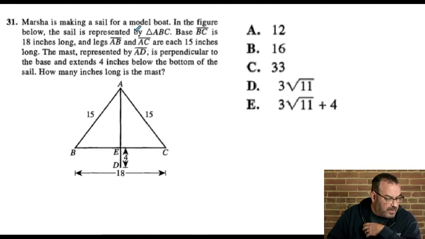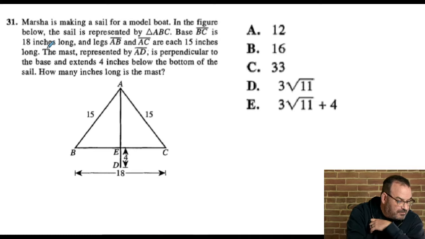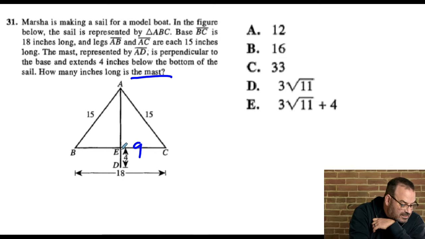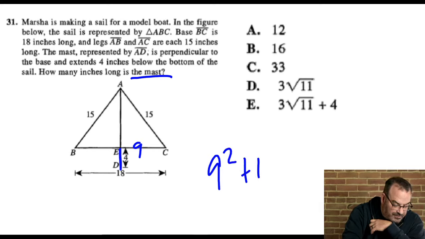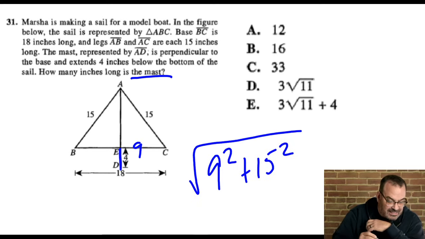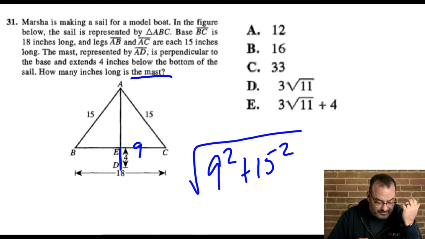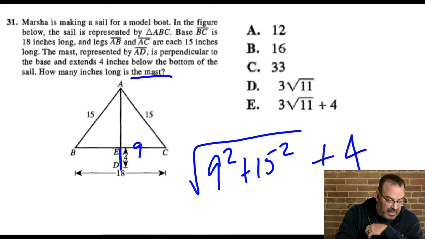Marcia is making a sail for a model boat. In the figure below, the sail is represented by triangle ABC. Base BC is 18 inches long, and the legs AB and AC are each 15. So this whole thing is 18. That makes this 9. If the mast is perpendicular and the base extends 4 inches below the bottom, how long is the mast? That means add 4. So we've got to have the square root of 9 squared plus 15 squared. That's not a Pythagorean triplet, so it's got to add 4 on the bottom. I'm guessing the answer is E.